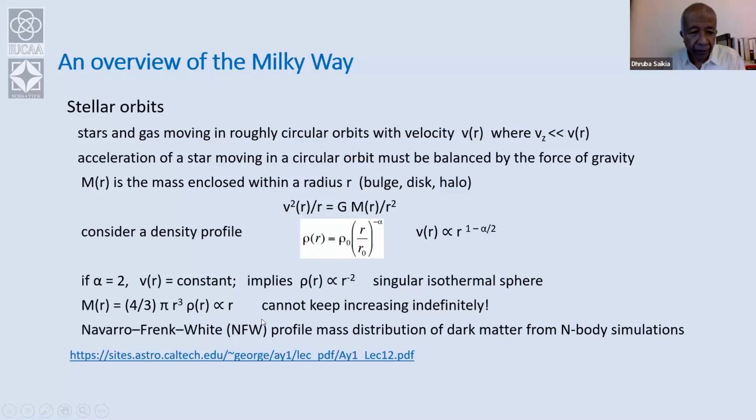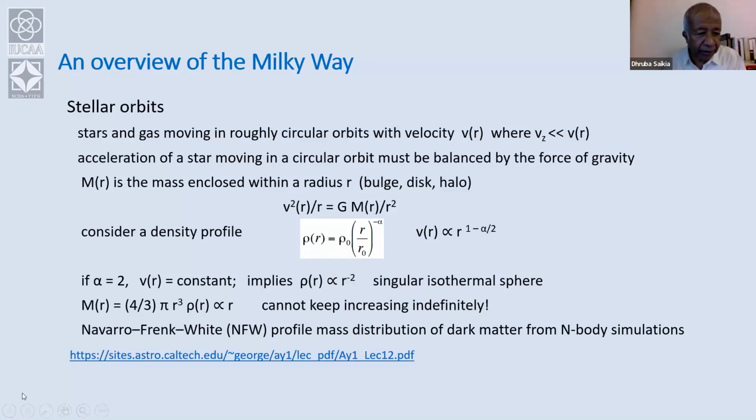Now, the problem with this is that M(r) is proportional to 4 pi r cubed rho(r). So if you put alpha equal to 2 over here, your M(r) will increase with r. So it clearly cannot keep increasing indefinitely. So we'll have to put a boundary somewhere. That comes back to the question of where is the outer boundary of the galaxy. We'll come back to it in a little while. And this is also not rooted in any cosmological simulations.